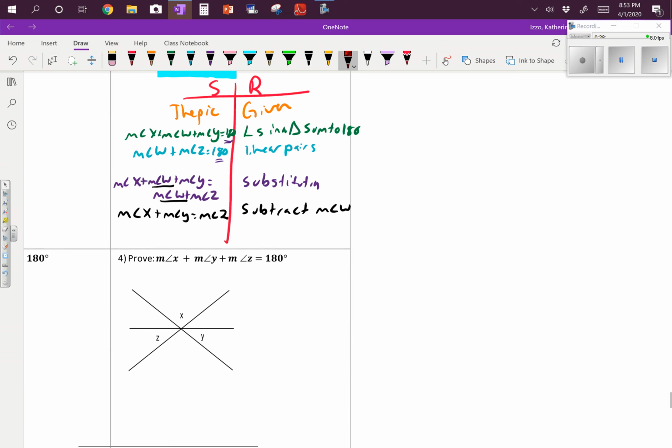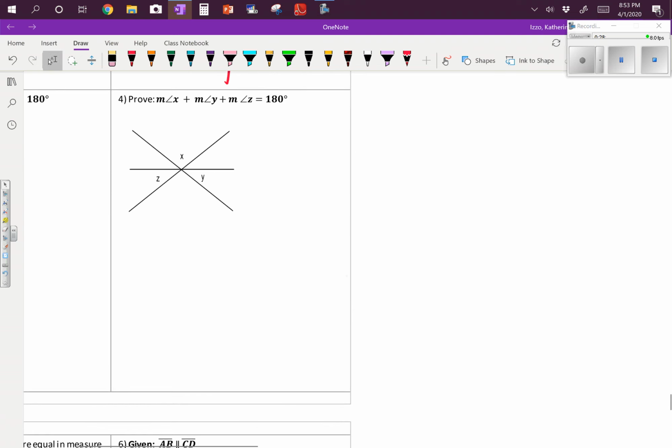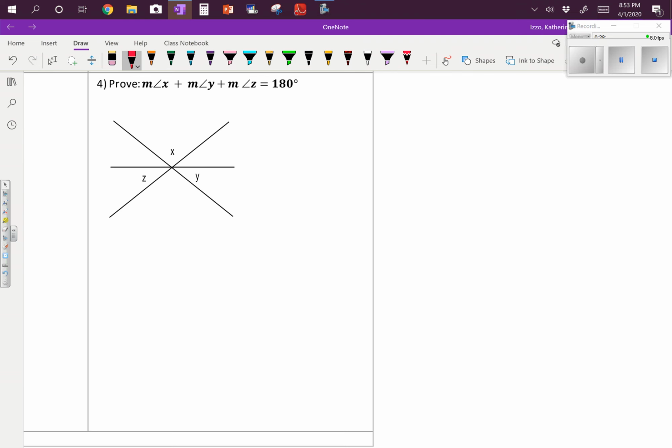Just for fun, let's take a look at number 4. I like number 4. The really good news is a lot of these tend to be fairly short. All right, statement, reason. Notice we've got X, Z, and Y, and nothing else is labeled. So I'm going to label A, B, and C in there, just for fun. All right, and we are given the picture. The picture is given. And that's it.